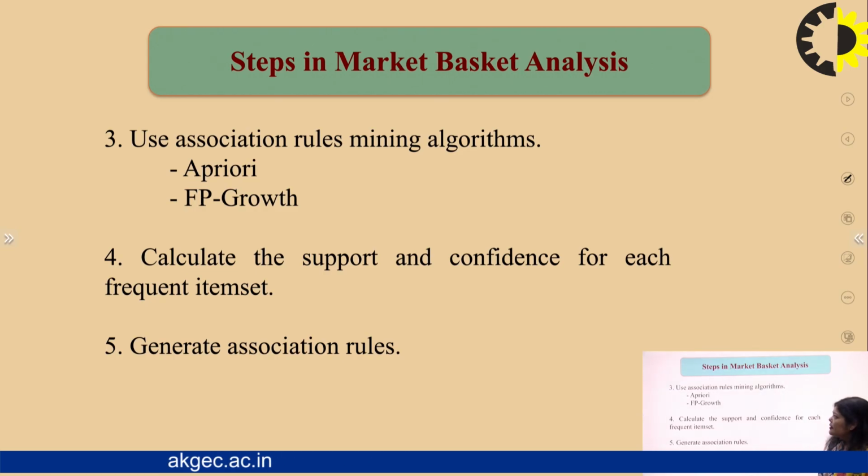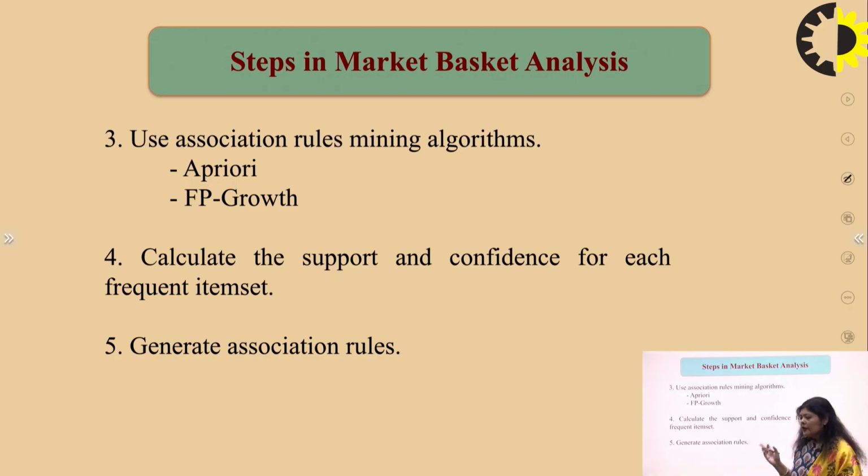The third step in this process is to apply some rule mining algorithms. So association rule mining algorithms we need to choose next, which are going to give us an understanding of what are the useful rules that we can draw from our data set. For this, the most popular algorithms are Apriori and FP-growth algorithm. We can choose any one of such algorithms for mining the association rules.